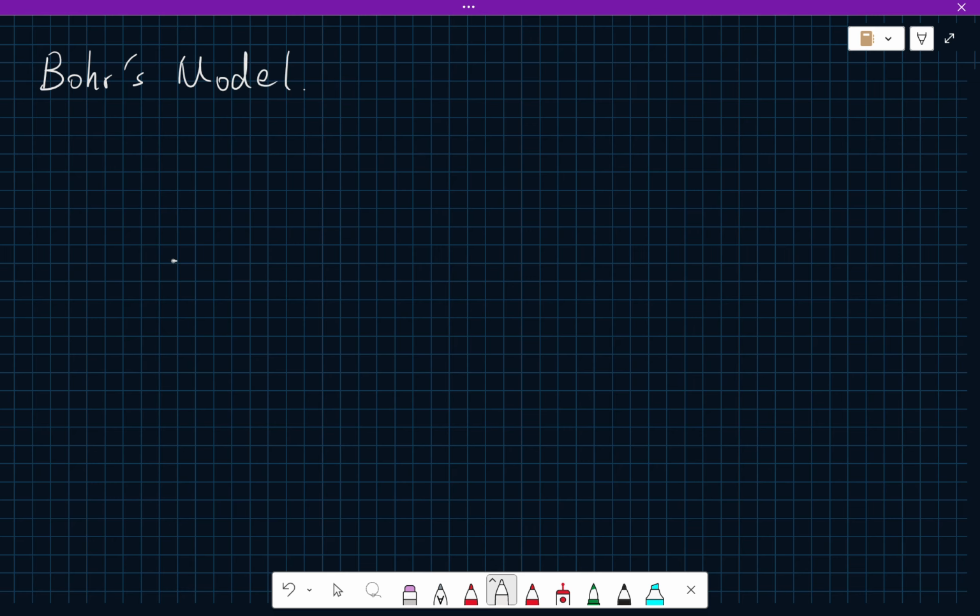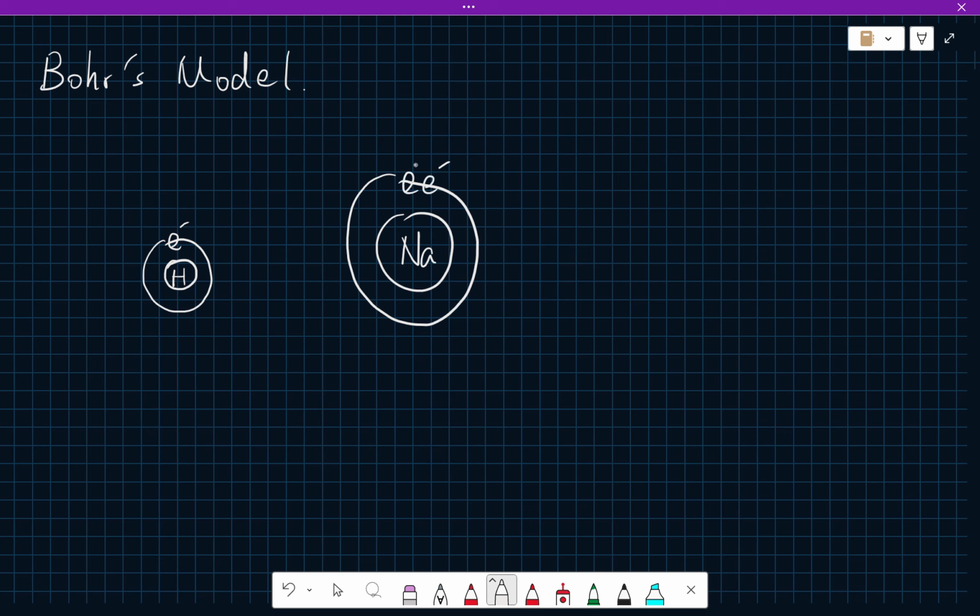So in Bohr's model, we will have an atom, let's say a hydrogen atom, which has one electron, and this electron is orbiting around the nucleus in fixed energy states. So hydrogen only has one energy level because it's in period 1. But if we look at something like sodium, which will have 3 electrons, which will occupy 2 energy levels.